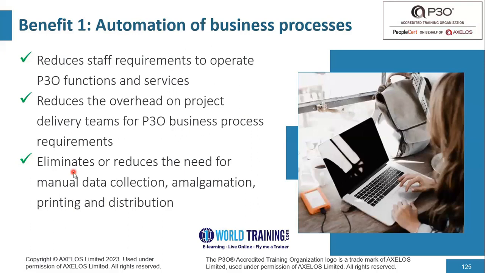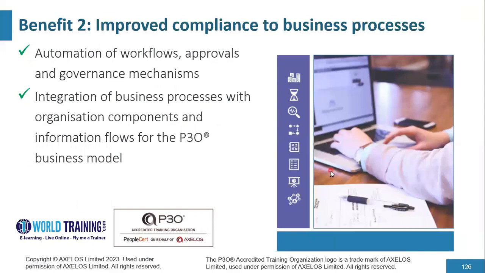Let's move on to the next one, which is improved compliance to business processes. Automation of workflows, approvals, and governance mechanisms can be taken care of. It helps in improved compliance. Integration of business processes with organization components and information flows for the P3O business model. So you don't really have to worry about approvals and governance mechanisms because you could build them in as a part of the tool itself.